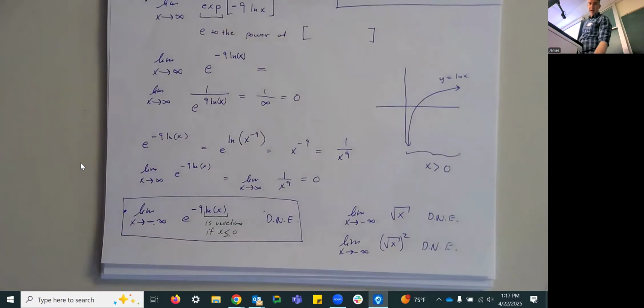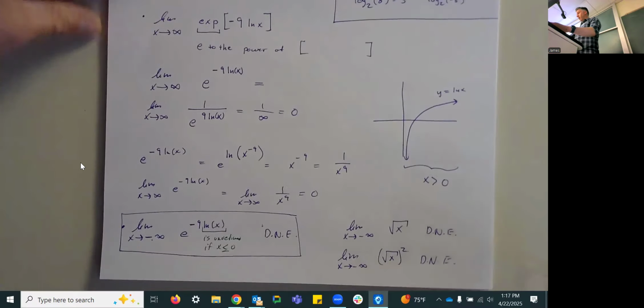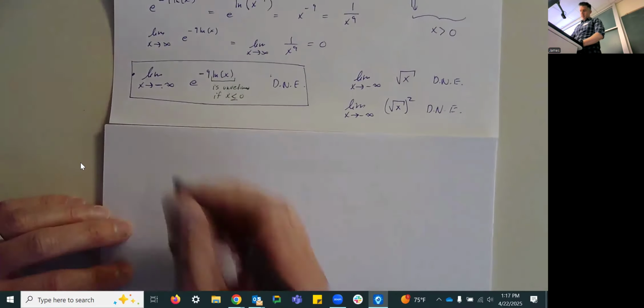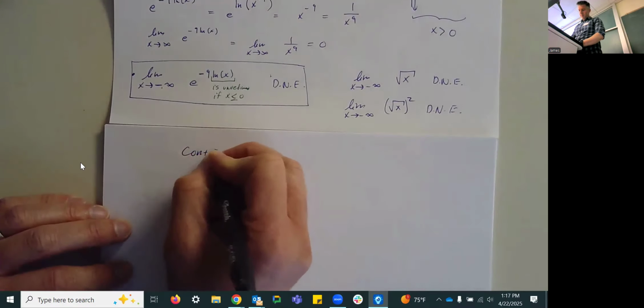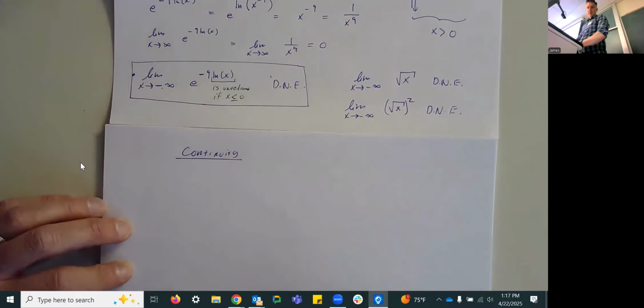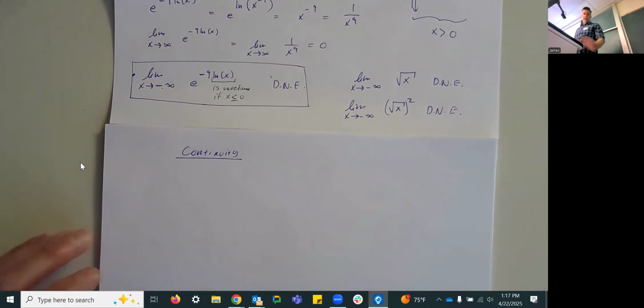All right, we should start talking about continuity in the last 12-ish minutes here, which we've already alluded to a few times, but we should be a bit more formal about it. So, continuity. Let's look at some examples of things that are not continuous.